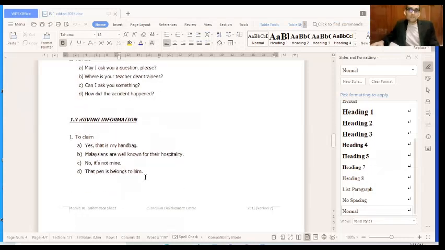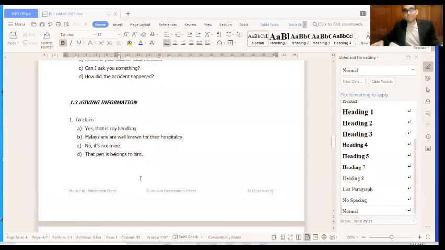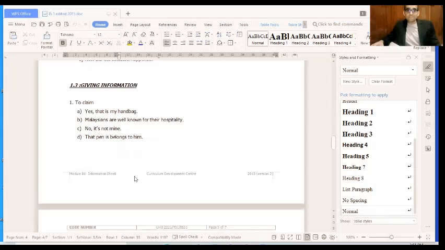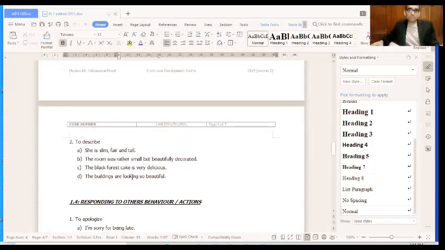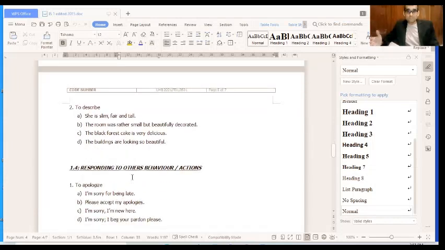Okay, let's go to another subtopic, which is talking about giving information. The function of the word is called to claim. Yes, that is my handbag. Malaysians are well known for their hospitality. No, it's not mine. That pen belongs to him. So these are the words to claim. It shows that this is mine. It's about you.